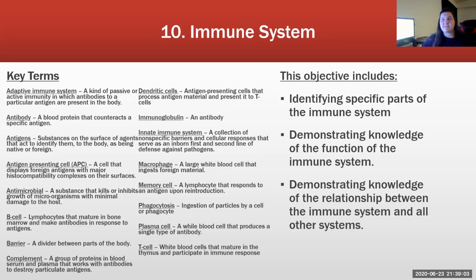So, moving on, the immune system. Another big system to understand. And the really crappy part about the ATI TEAS is that you have to know so much of all of these. You have to know so much, 32 questions to be exact. And that's a lot of information to study for only 32 questions. But I can guarantee you, if you really heavily familiarize yourself with the body systems, it's going to make nursing school a lot easier. So for the intents and purposes of the TEAS study group, just go ahead, pause the video, familiarize yourself with these key terms. Because you need to know the specific parts of the immune system, the knowledge of the function, and the relationship between the immune system and all the other systems, because they all tie together.